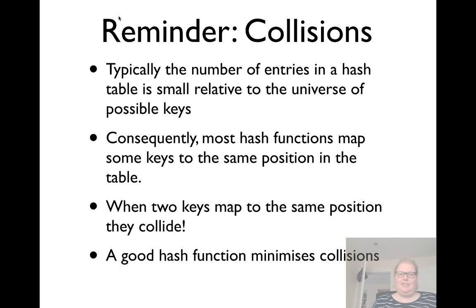As a reminder, in hash tables, one of the problems you can have is collisions. Typically, the number of entries in the hash table is small relative to the universe of possible keys. Consequently, most hash functions map some keys to the same position in the table. When two keys map to the same position, we say they collide, and a good hash function minimizes the collisions. That's what we already know from our video earlier today.